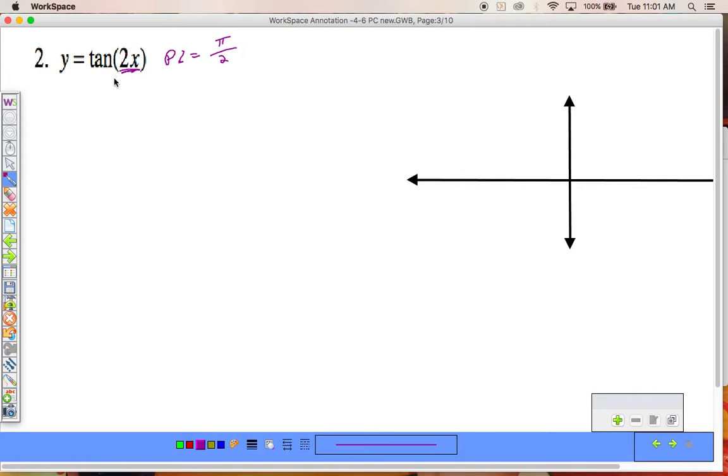So I'm going to take 2x and set it equal to 4 consecutive places that the tangent's undefined. We said the tangent is undefined at your pi over 2's, so I'm going to go negative 3 pi over 2, negative pi over 2, pi over 2, and 3 pi over 2. Now I'm going to solve all of these. So I'm going to multiply both sides by a half on all of these.